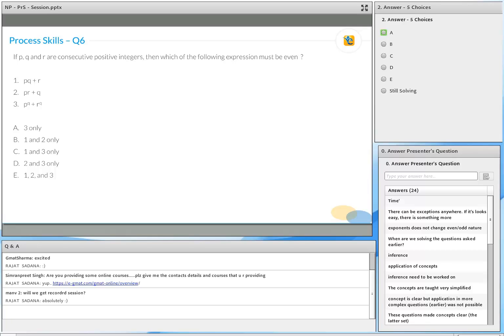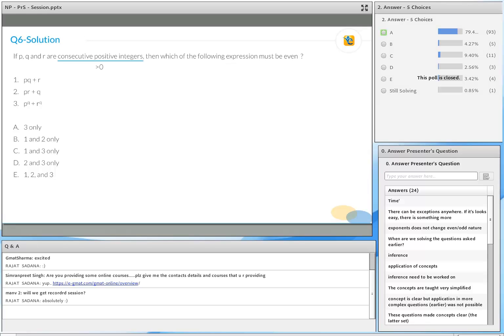All right, I'm going to end the poll now. Good. So I can see that a number of you got to the correct answer. Let's go through the solution step by step and just make sure that everyone got it correct for the right reasons. So P, Q, and R are consecutive positive integers.